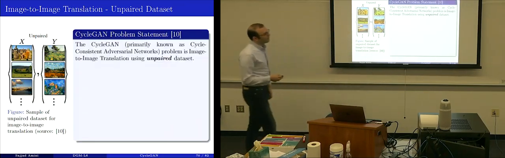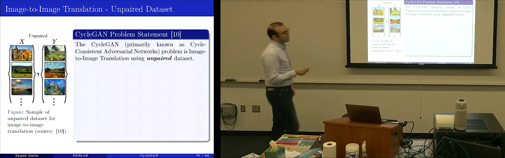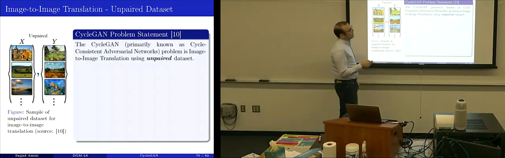Let's clarify the task. CycleGAN, known as Cycle-Consistent Adversarial Networks, is again an image-to-image translation, but it is unpaired.